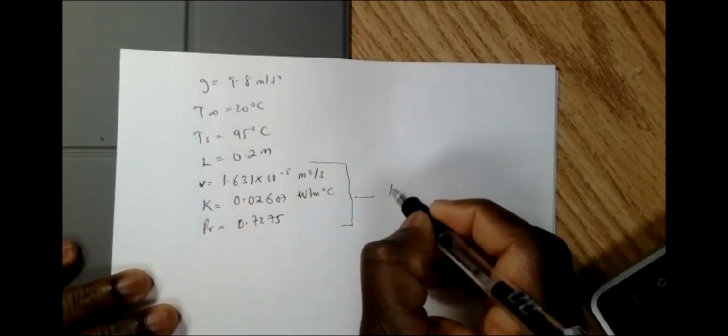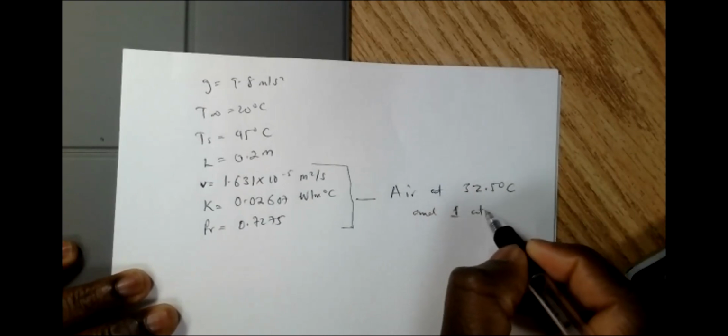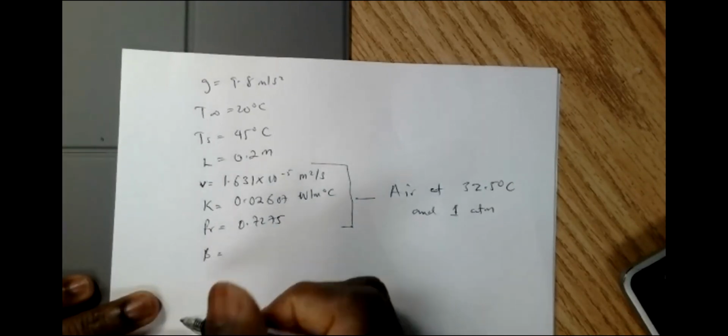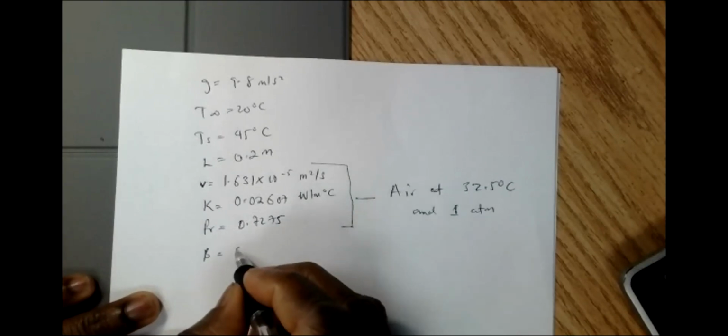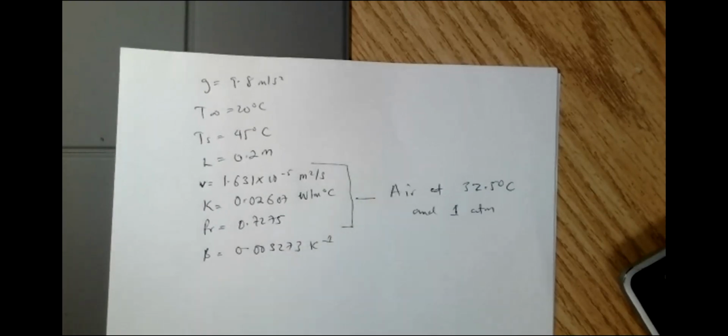And you find the thermal conductivity to be 0.02607 degrees Celsius. Okay, and the Prandtl number is 0.7275. This is for air at 32.5 degrees Celsius and 1 atmosphere. Okay, and we already evaluated our volume expansion coefficient to be 0.03273 Kelvin inverse. Okay, so we have everything we need to go ahead and start computing our values now.